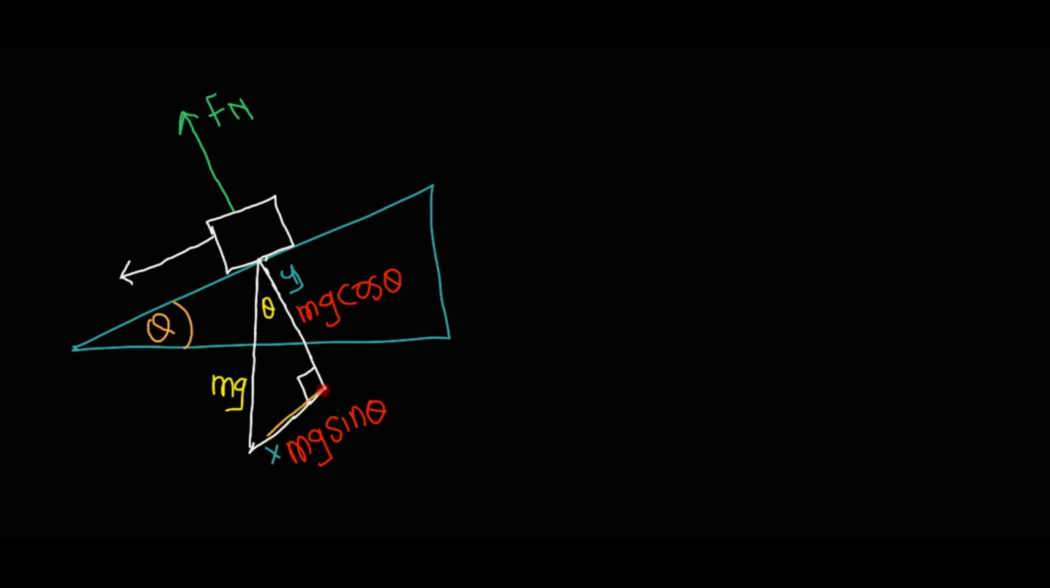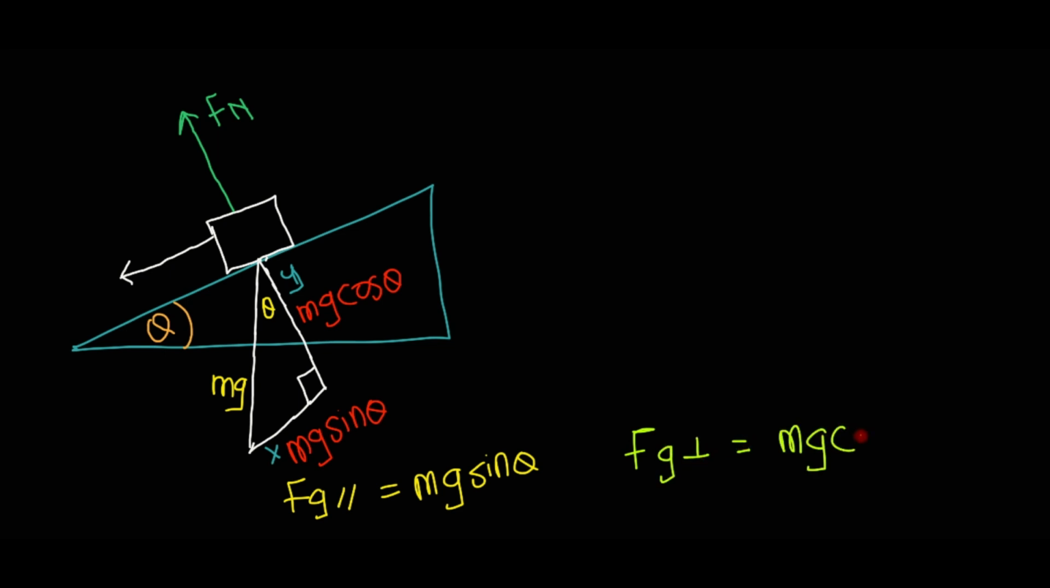This force we call Fg parallel, because you can see that it is parallel to this slope. So Fg parallel equals mg sin theta. And then this one we call Fg perpendicular, because you can see that it is perpendicular to the incline. So Fg perpendicular equals mg cos theta.